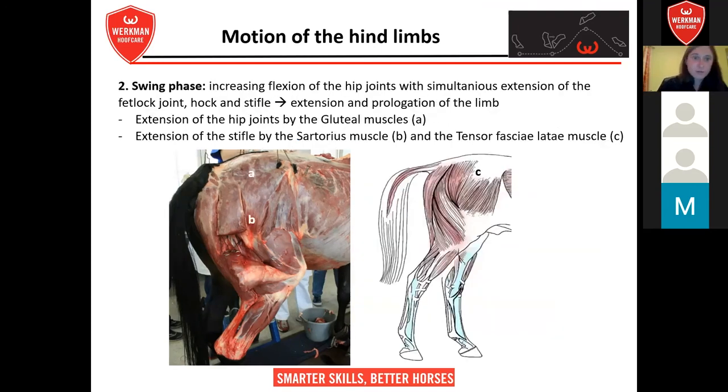And in the second part of swing phase, we have still increasing flexion of the hip joint, but extension of the fetlock, hock, and stifle. And this is more or less done by the gluteal muscles, so by the muscles highlighted with A. And again, these muscles are connected to the iliosacral joint, so the pelvis. So these regions are also quite sensitive and overloaded in horses. So if, for example, the stride is very short in the hinds, so if the swing phase is very short, you usually have problems in the muscles highlighted with A and B.